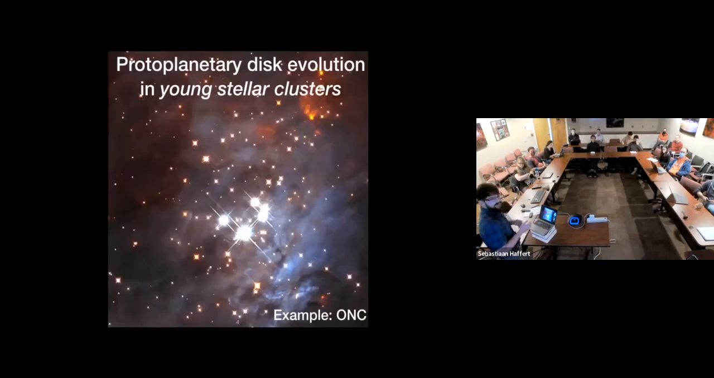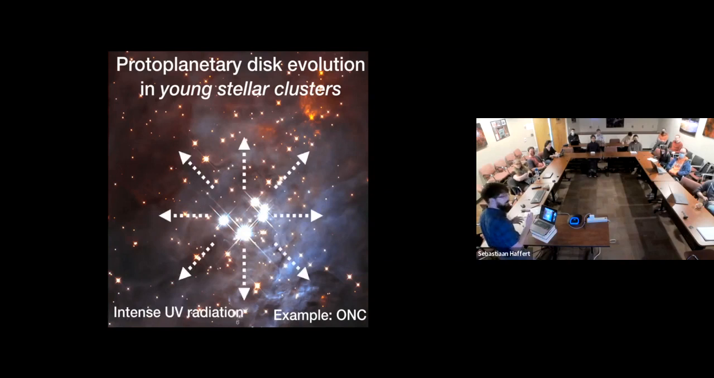Okay, so a key property of young stellar clusters that distinguishes them from those lower mass star forming regions like Taurus is the presence of massive stars. So young stellar clusters host these massive O and B type stars that output intense ultraviolet radiation into the surrounding natal environment. And this in turn enhances the local UV radiation field strength towards the positions of other cluster members. And in the ONC, the massive stars are found in the center of the cluster right there, and they're known as the trapezium stars. And this enhanced UV radiation field driven by the presence of massive stars turns out to have a very dramatic effect on the evolution of protoplanetary disks.